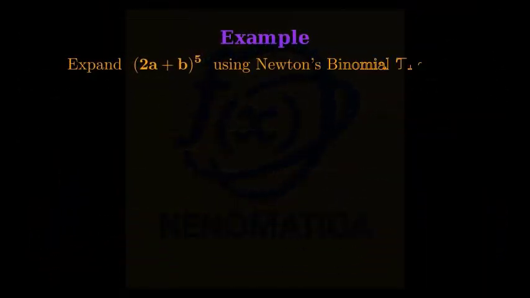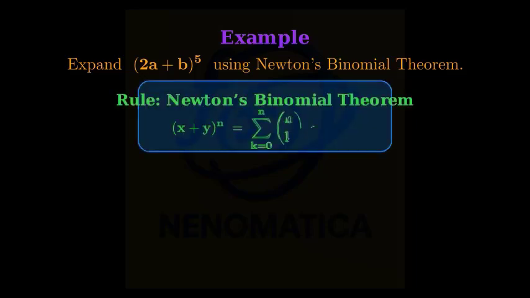Here is the problem statement in bold orange. Expand 2a plus b, all raised to the fifth power. We will use the fundamental rule called Newton's binomial theorem. The theorem states, left parenthesis x plus y right parenthesis to the n equals the sum from k equals 0 to n of n choose k times x to the n minus k times y to the k.